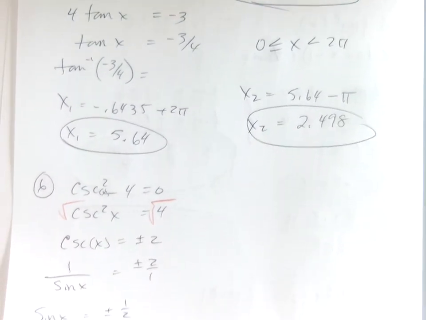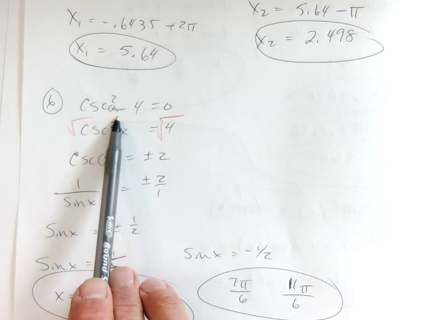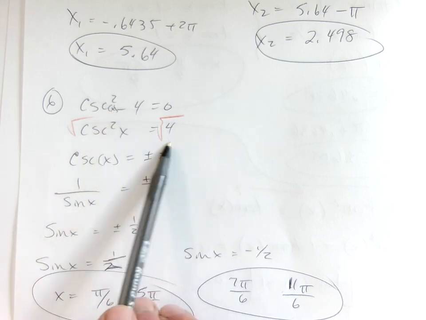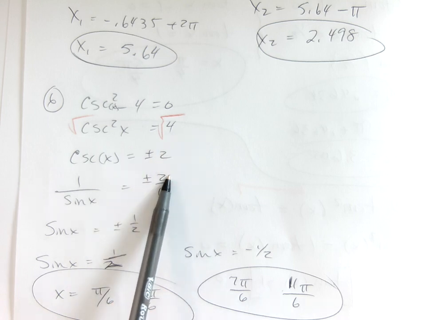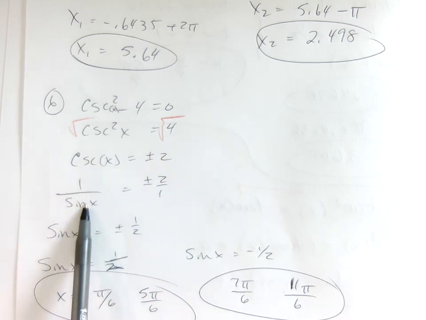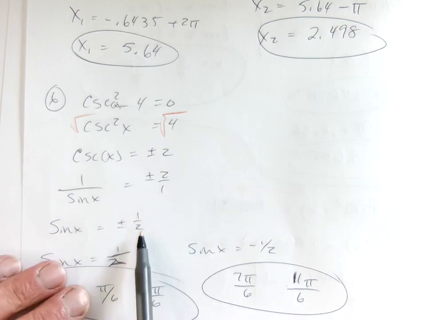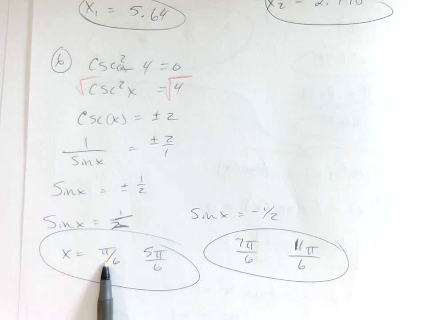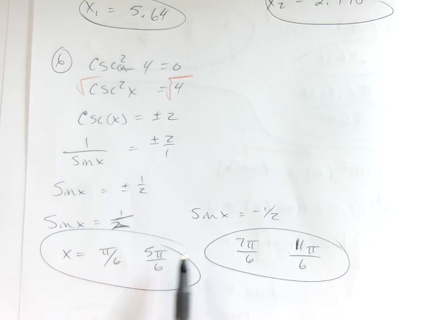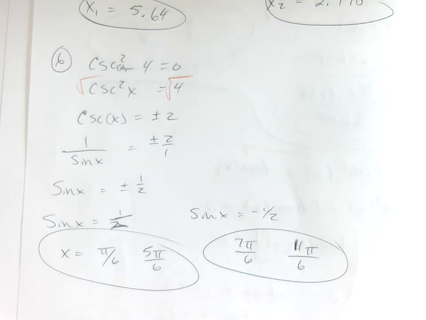Okay, number 6, cosecant squared minus 4. So I added 4 and took the square root of that. The square root of 4 is plus or minus 2. It's a cosecant, so I change that to 1 over sine, and then I flip it, and I get sine equals plus or minus 1/2. That's on the unit circle at pi/6 and 5 pi/6. That's on the unit circle at 7 pi/6 and 11 pi/6. Again, if I'm going too fast, just pause the video, okay?